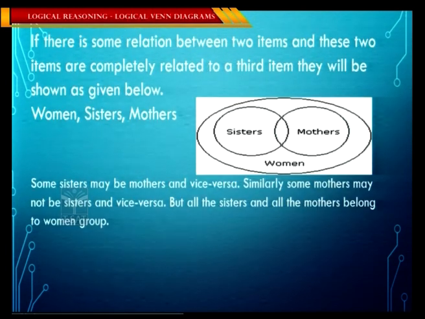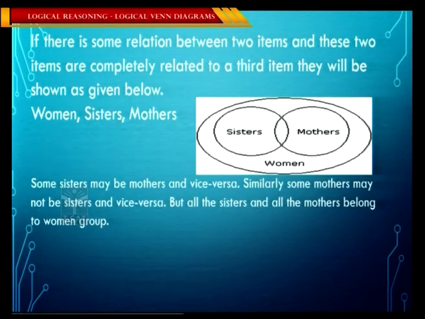If there is some relation between two items and these two items are completely related to the third item, they will be shown as given below. Do you understand the difference between the previous one and this one? Pen and pencil are two different things which are disjoint, but they come under stationery, so they lie inside, shown by two different circles. But here, in this case, take sisters and mothers. Sister is a woman, mother is a woman.